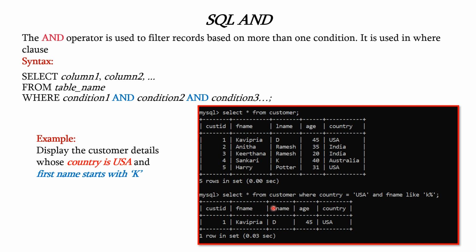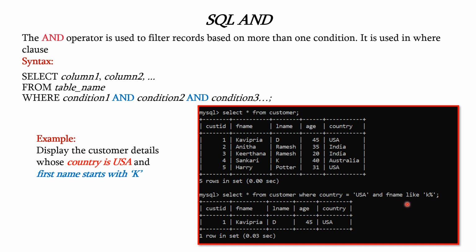Select star from the customer table. The table name is customer, where we have 2 conditions. One is country is USA. So where country equal to USA and first name starts with K. We can use F name like K percentage. This like operator has the capability to display the values which start with some letter.